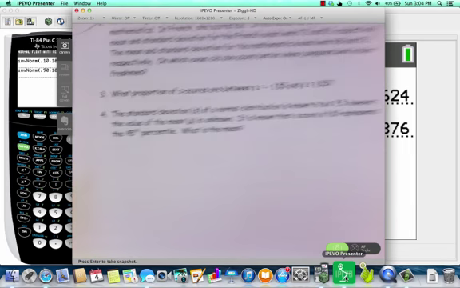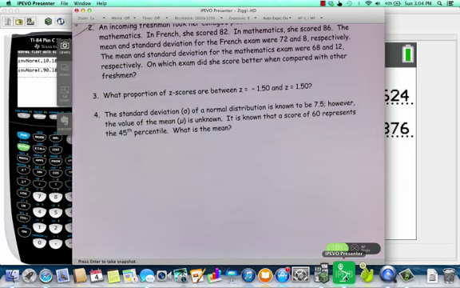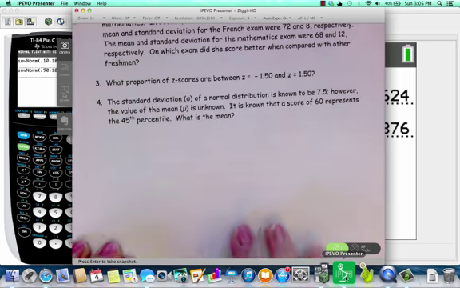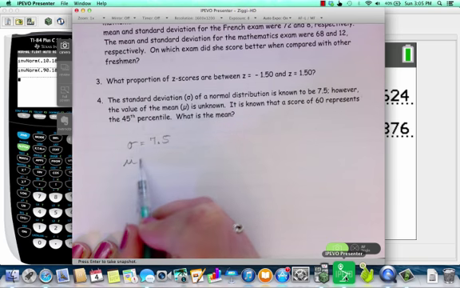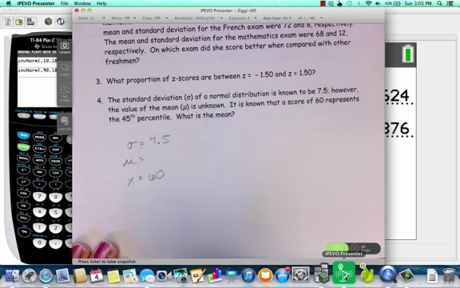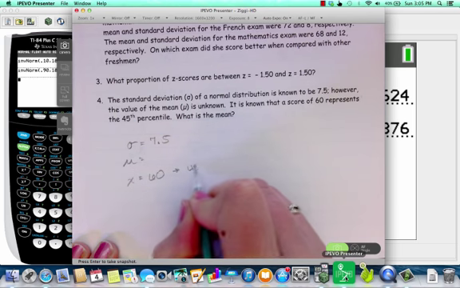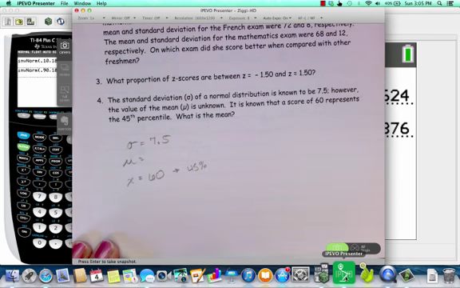All right, now question 4. The standard deviation of a normal distribution is known to be 7.5. However, the value of the mean is unknown. It is known that a score of 60 represents the 45th percentile. What is the mean? So think about what we already know. We know the standard deviation. We do not know the mean. We know that a score of 60 represents the 45th percentile.